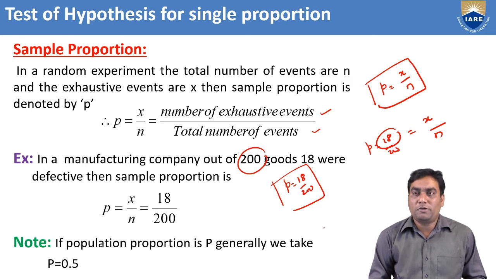That is called sample proportion. Similarly, the population proportion we can denote by capital P, which is 0.5. If it is exactly divided, we can take P equal to 0.5.